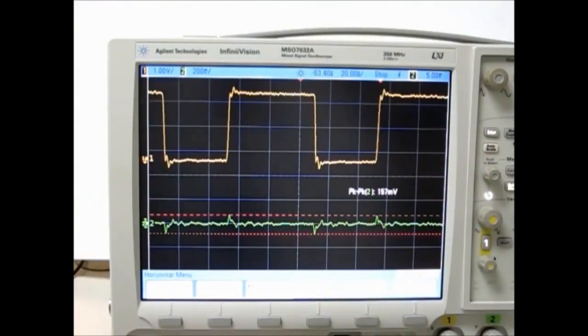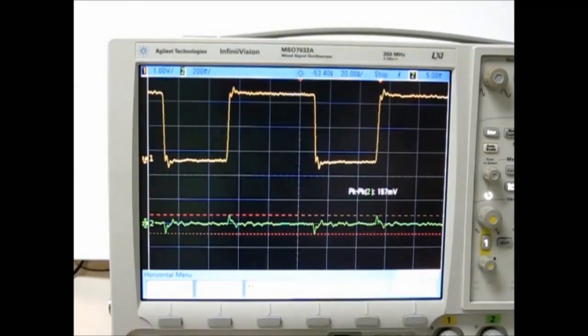As observed on the rising edge of the pulse, the induced signal is a positive spike, and on the falling edge, it is a negative spike. However, the signal is much smaller now. It is 157 mV compared to the previous 394 mV from the 100 mm copper line.